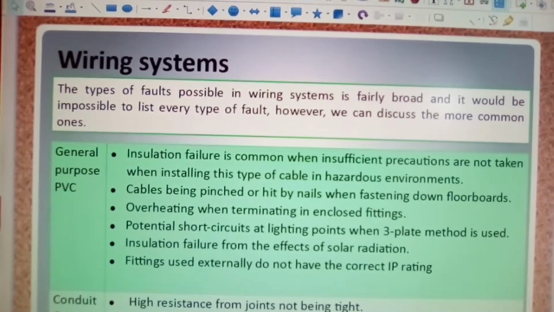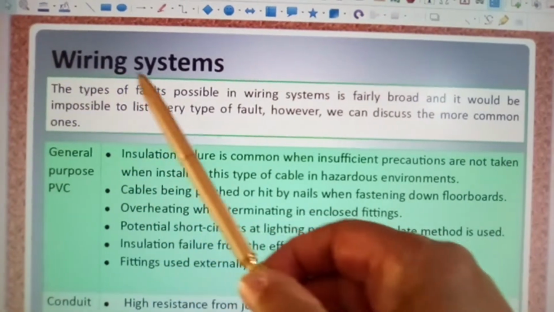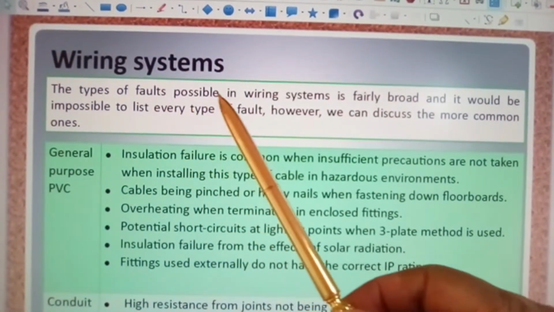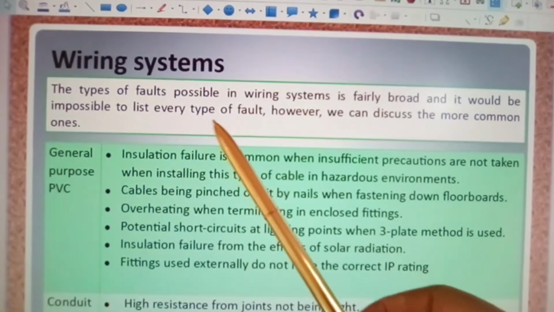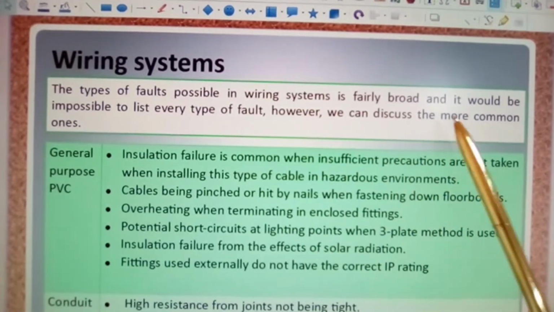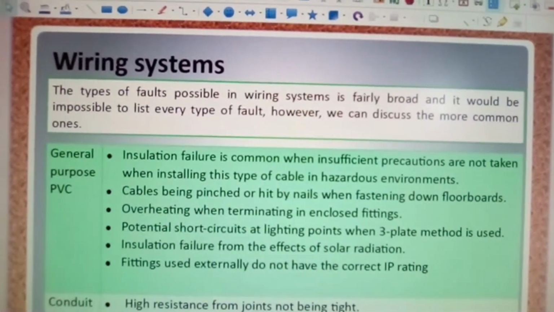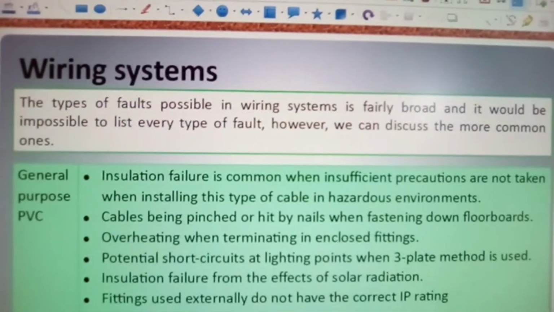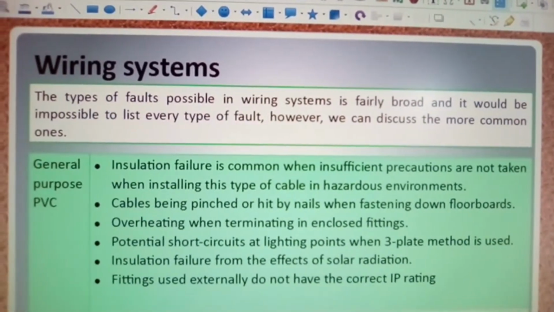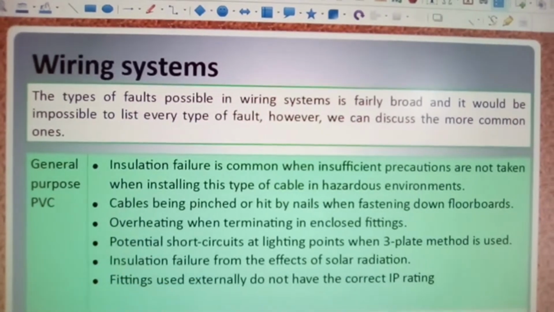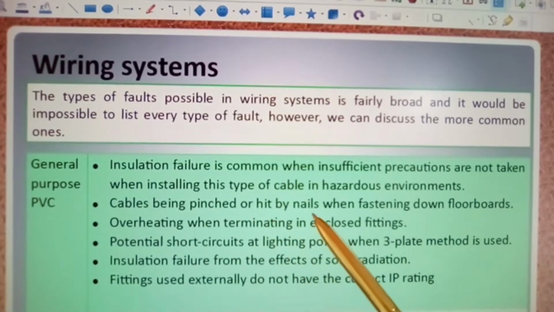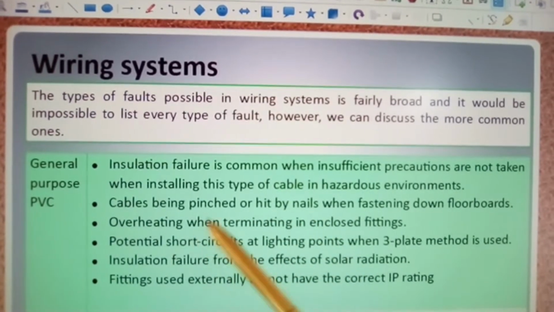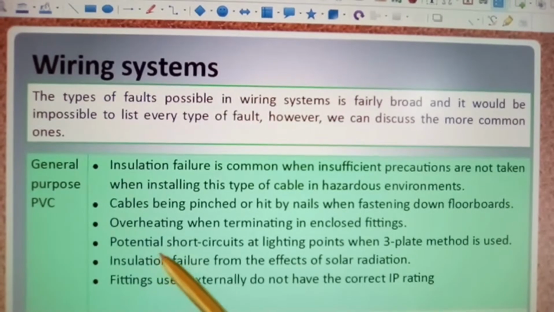Now what we're looking at here is wiring systems. The types of faults possible in wiring systems is fairly broad, and it would be impossible to list every type of fault. However, we can discuss the more common ones. Let's make sure we're in view. Now general purpose PVC: insulation failure, cables being pinched or hit by nails, and that's a common fault. Overheating, potential short circuits, insulation failure.